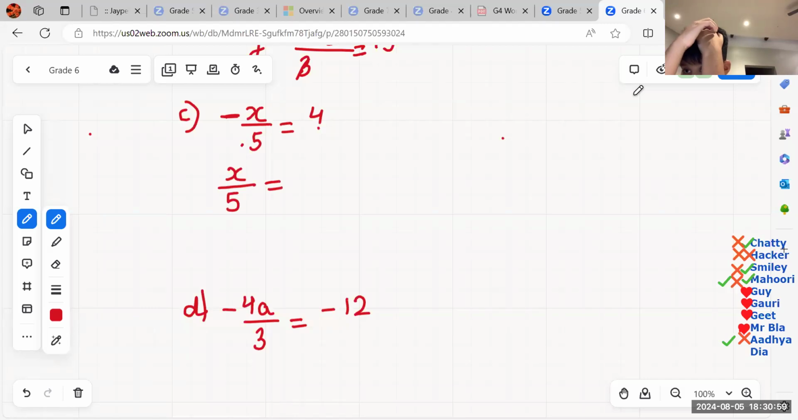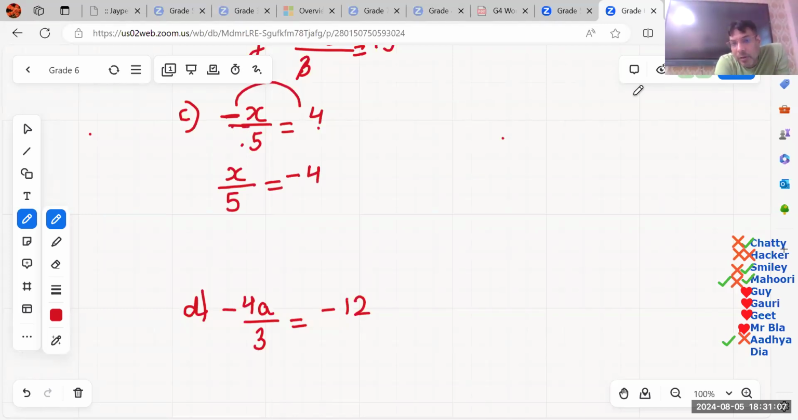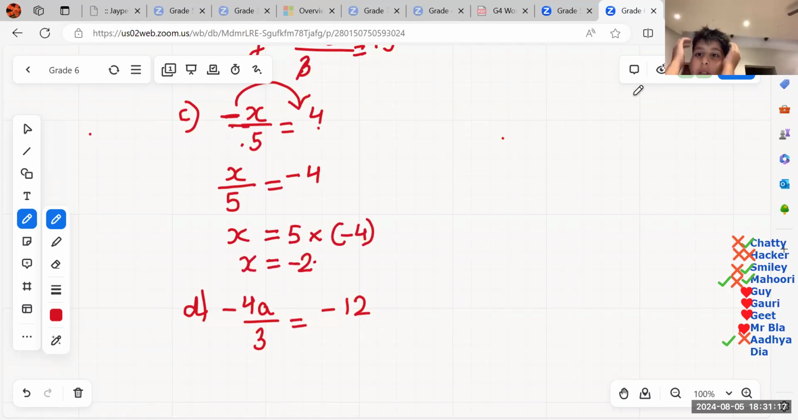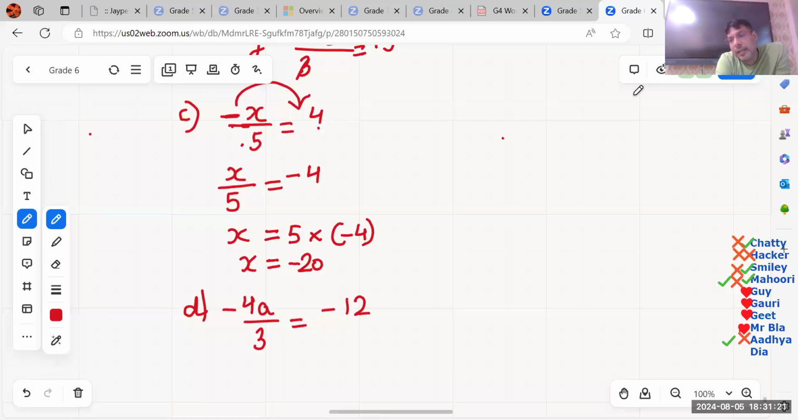So minus 4. -4. What is the shortcut? If there is a minus sign and there is nothing else on the left side, it's clear, it shifts to the other side. So x will be equal to 5 into -4, which gives you -20. So can this be a star question? No, beta, no. So Smiley and Chatty, have you understood?